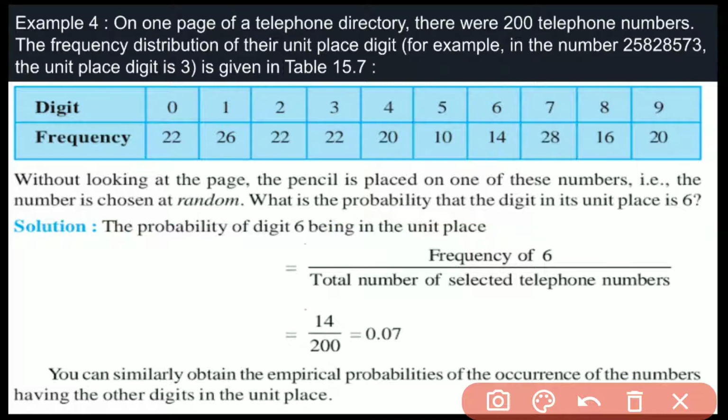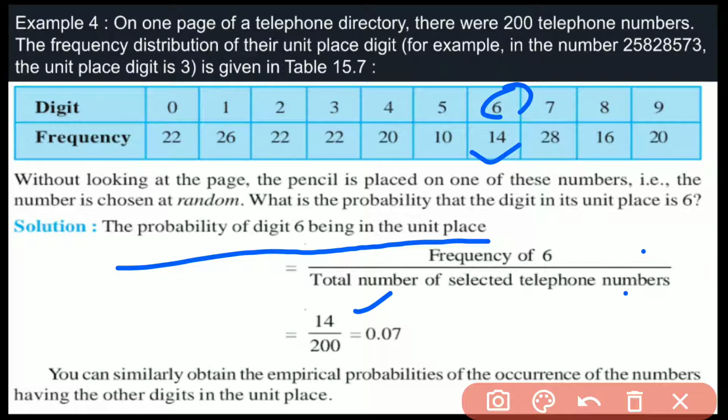For the probability of getting 6 at the unit place, children, there is a formula. The probability of an event is the number of favourable outcomes divided by the total number of possible outcomes. The digit 6 has frequency 14. So it is 14 divided by 200. How do we get 200? There are 200 telephone numbers.